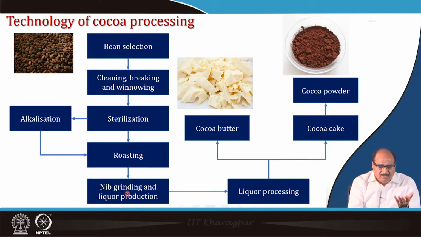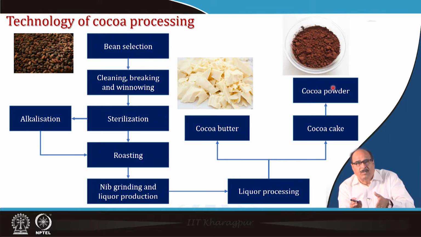After the roasting, the nib is ground for liquor production, and this in the trade is known as chocolate liquor or bitter chocolate. Then this chocolate liquor is further processed or pressed. The cocoa butter is obtained and the cocoa cake, that is the pressed cake, and this cake is further pulverized into fine powder, which is used for making beverages. So, you can see here these are the two major products after processing of the cocoa bean.